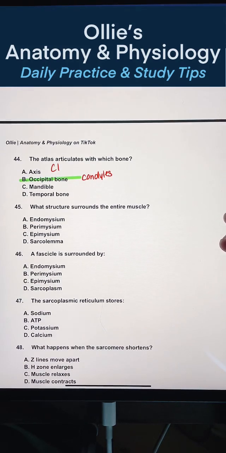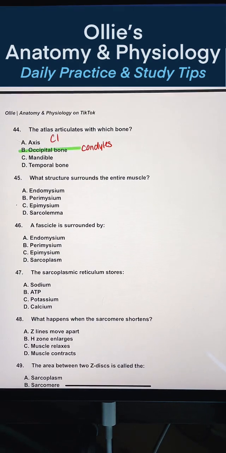Number 45, what structure surrounds the entire muscle? What structure surrounds the entire muscle?